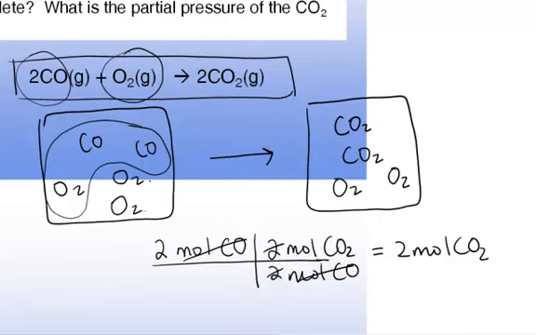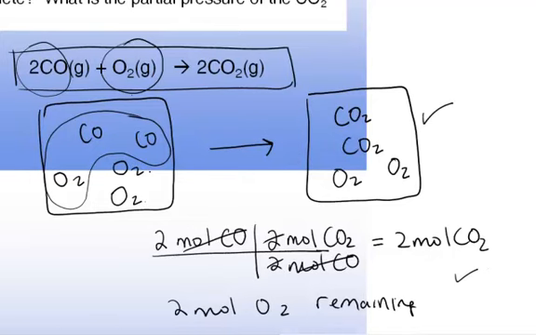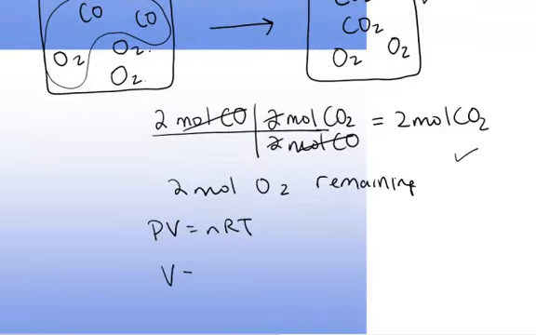We know that we used 2 moles of carbon monoxide, and therefore we used 1 mole of oxygen, and we started with 3 moles of oxygen, so we must have 2 moles of oxygen remaining. That means at the end, both conceptually and mathematically, we have a total of 4 moles of gas in the container. So for the volume, you just use the ideal gas law, PV equals nRT, and rearrange for volume. Volume equals nRT over P.